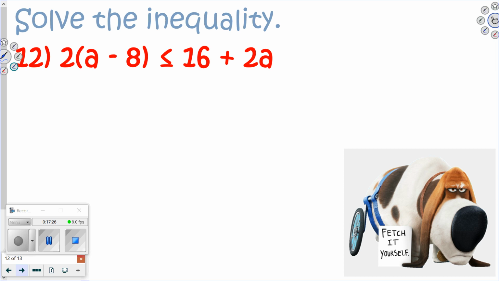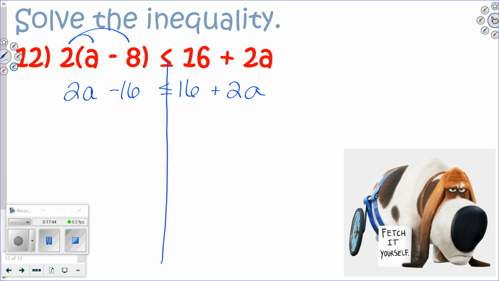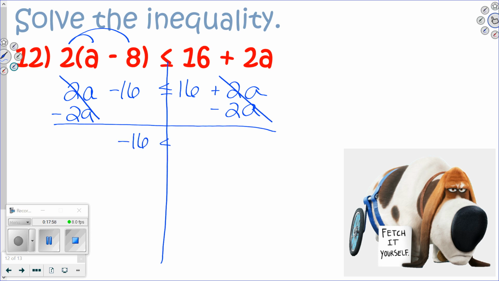All right, so guys, let's take a look at what happens on 12. So we know first thing we want to do is distribute. So 2a minus 16 less than or equal to 16 plus 2a. It's not all going to cancel out. If I go to subtract my 2a, let's go one step at a time here, guys. So our variables do cancel, and we get negative 16 is less than or equal to 16. So my variable canceled. So if it canceled, that means it's either all real numbers or no solution.